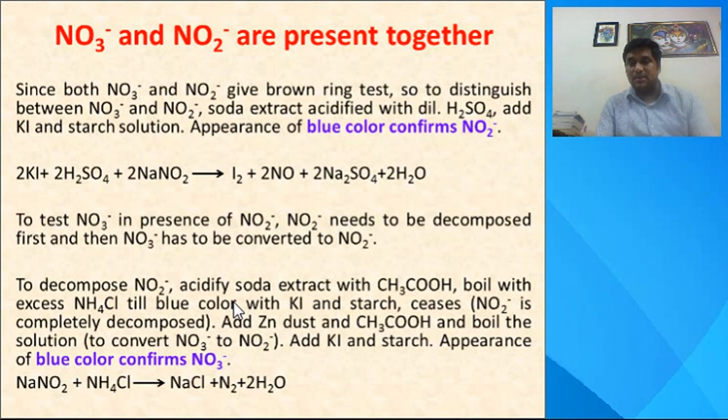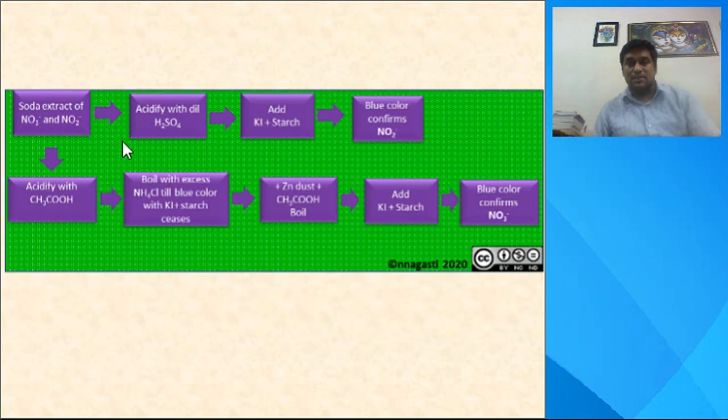At that stage, add zinc dust and acetic acid. Boil the content, that will convert nitrate into nitrite. And then apply the test for nitrite: add potassium iodide and starch, and if we get blue color, that confirms nitrite. The same procedure has been arranged in a scheme.